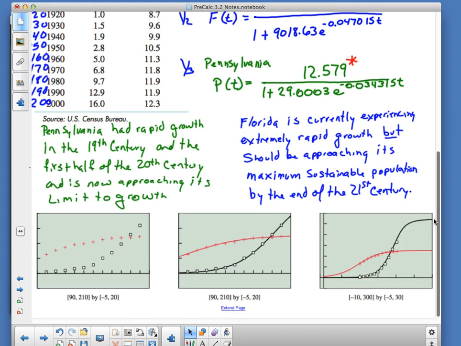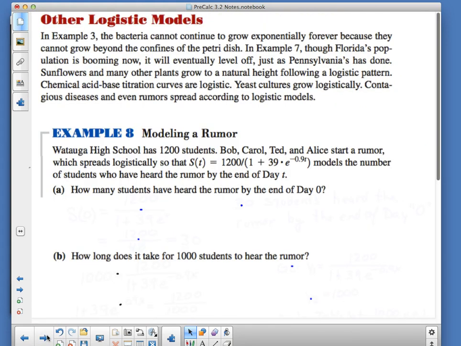Logistic models, pretty darn fun though. Next, other logistic models. In example 3, the bacteria cannot continue to grow exponentially forever because they cannot grow beyond the confines of the petri dish. In example 7, though Florida's population is booming now, it will eventually level off, just as Pennsylvania's has done. Sunflowers and many other plants grow to natural heights following a logistic pattern. Chemical acid-based titration curves are logistic. Yeast cultures grow logistically. Contagious diseases, even rumors spread according to a logistic model, which is very interesting because they're like living, breathing organisms. Rumors.